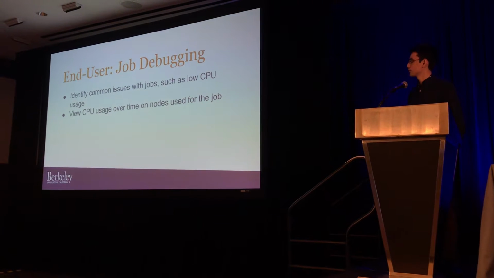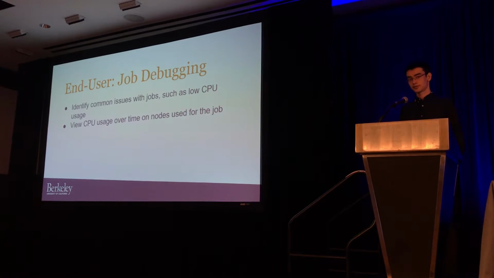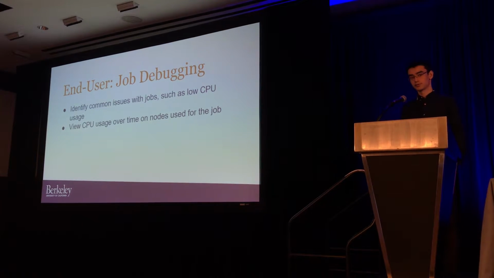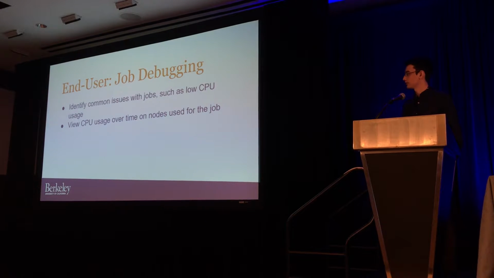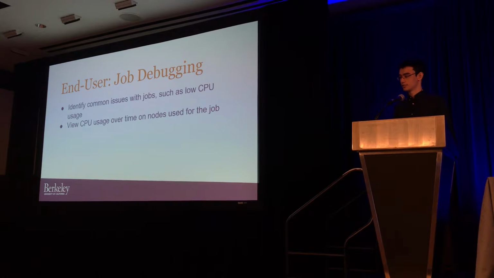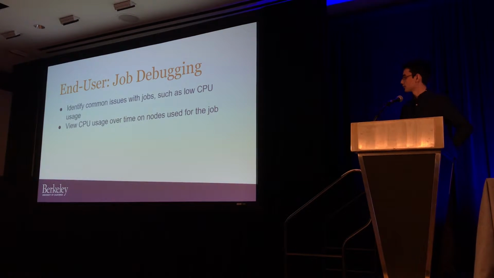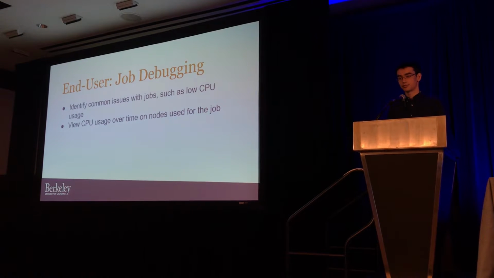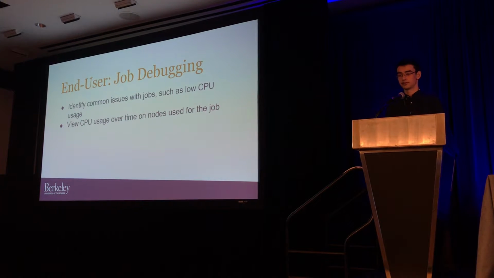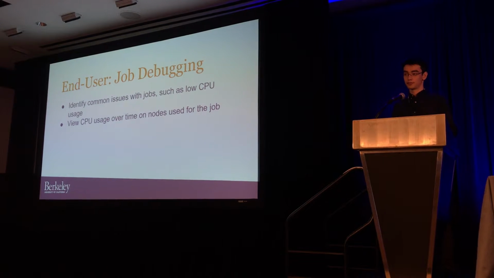So then after your job's run, you might want to identify common issues with your jobs. A lot of users have problems where their job's not using the CPUs to their full capacity. Sometimes that means their job is disk bound or memory bound. You also want to view CPU usage over time on just the nodes used for the job. Telegraf already is collecting CPU data, as I mentioned, but this is CPU data for all time on all nodes.